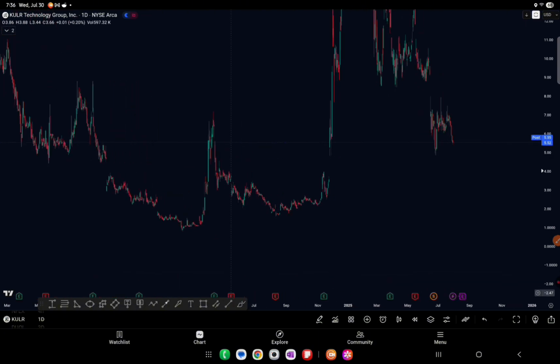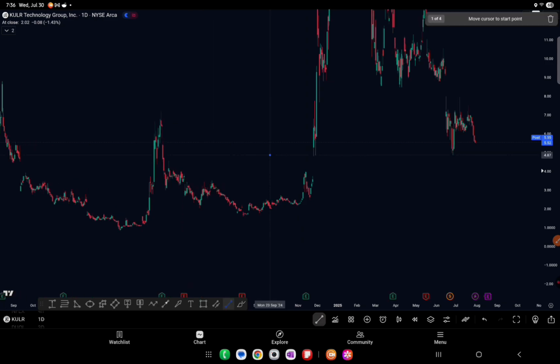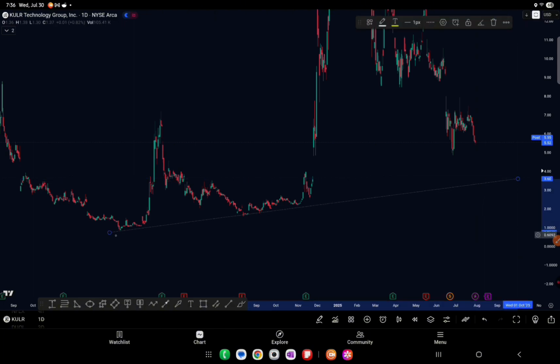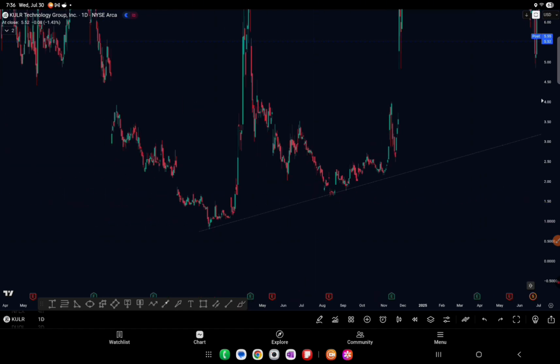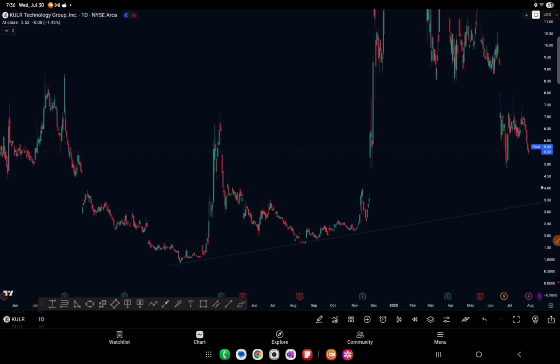So number one, there's actually a very obvious trend line that we can draw. So I'm going to take the trend line tool, extend it all the way across, connecting as many pivot lows as I can. Pivot low number one, pivot low number two, and number three. All right, so let's zoom out and see if there's anything else that we can find.